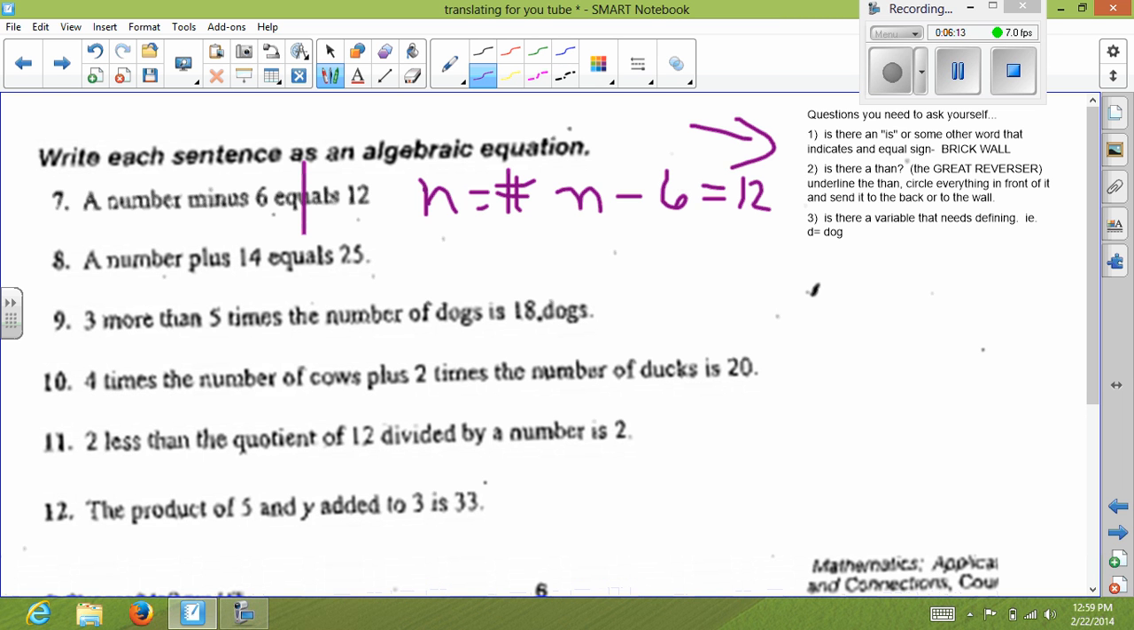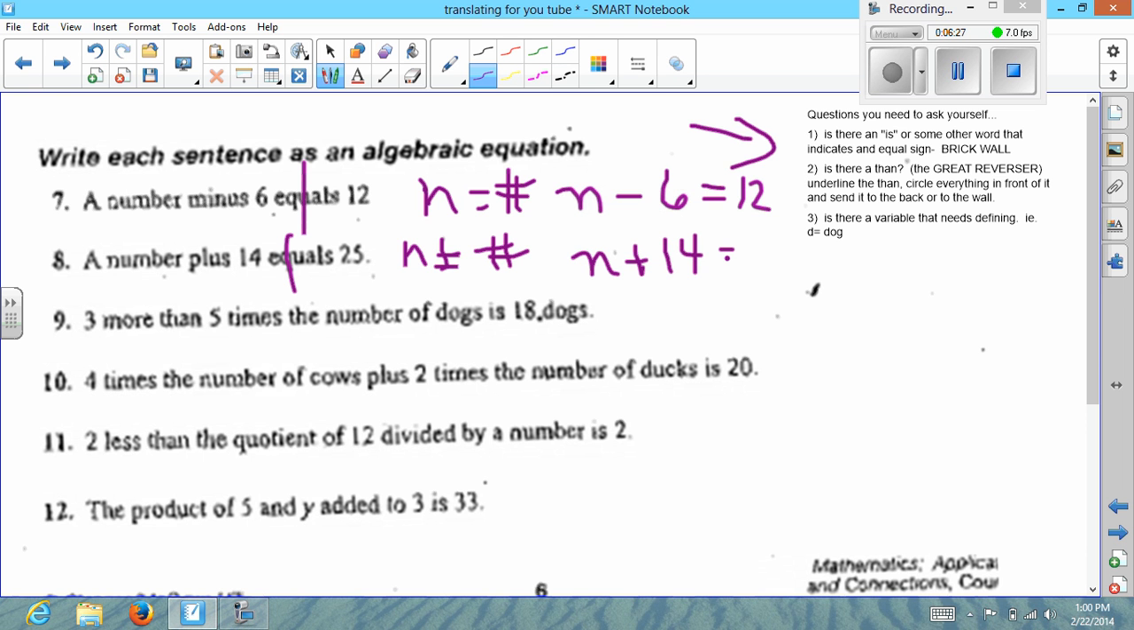Next one, is or equals? Yes, right here. Then? No. A variable that needs defining? Yes. N equals number. Starting from left to right, n plus 14 equals 25. Next one, is there an is or some other word that means equals? Yes. So you draw your brick wall in the middle of it.